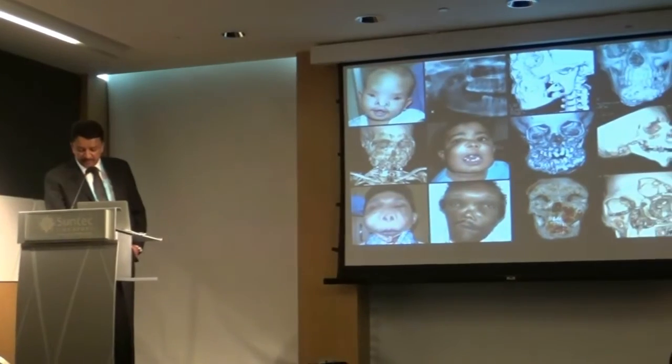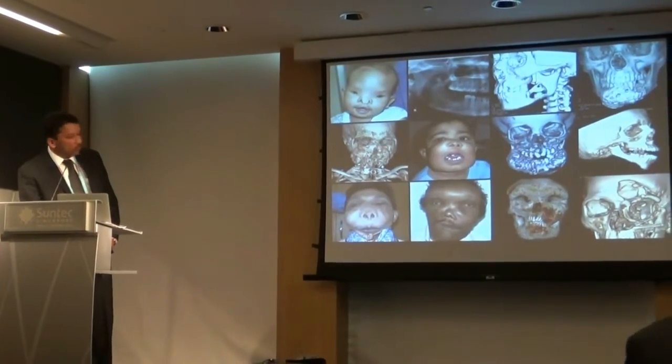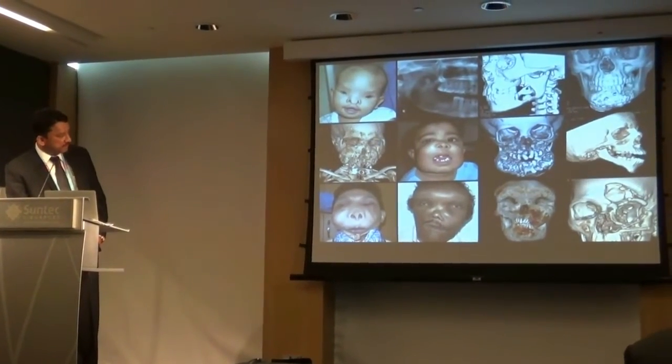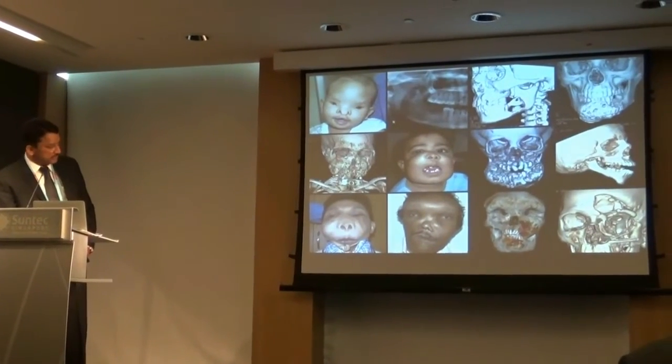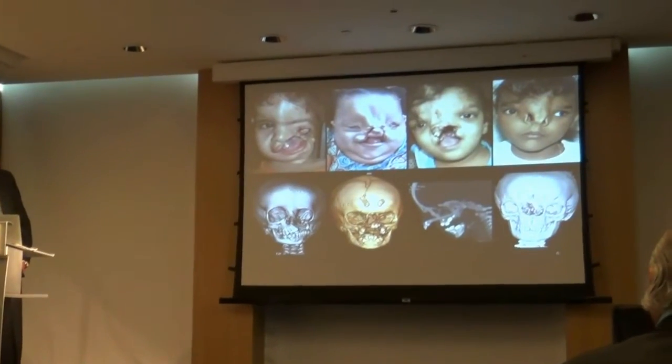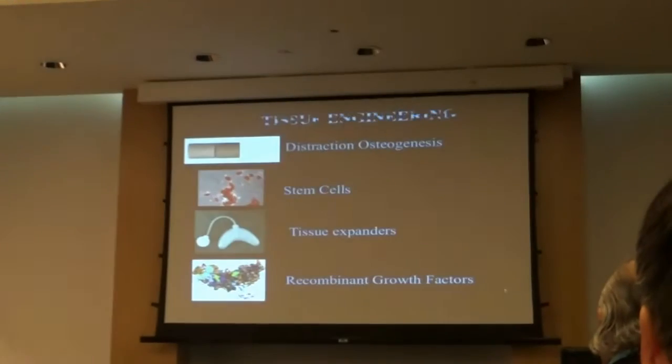We come across in the dental practice a wide variety of cases like this where we have to resect and reconstruct. These are the different types of congenital deformities. In 1992, it was used in the mandible. So, you do the surgery, give a latency period of 5 to 7 days. After the seventh day, we start distracting the bone.